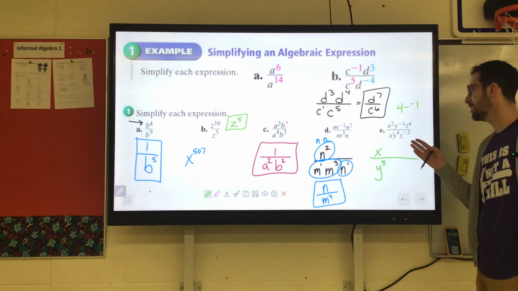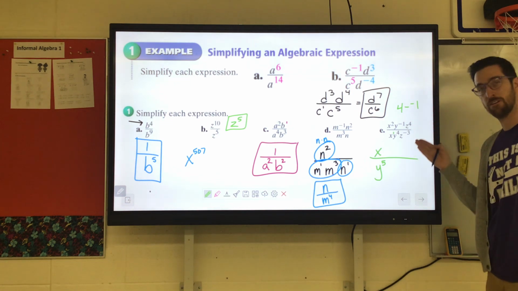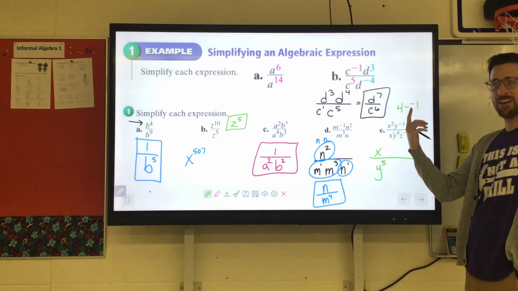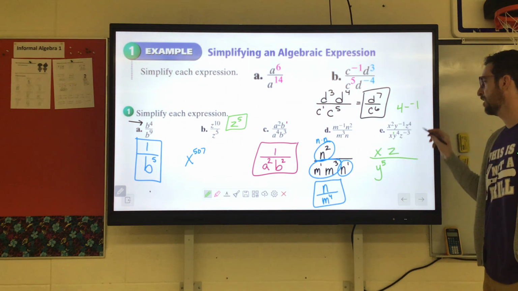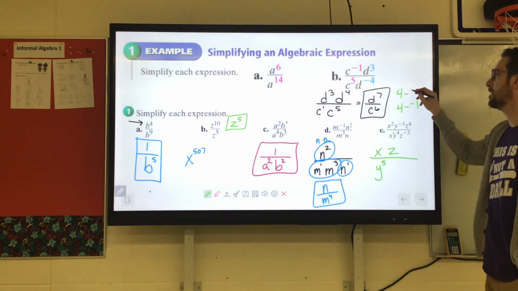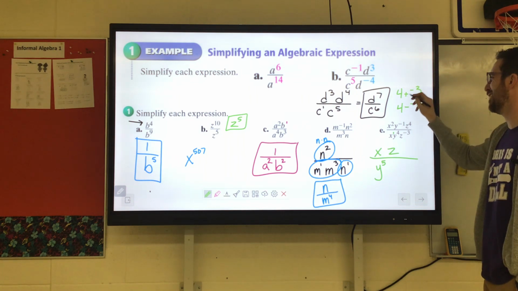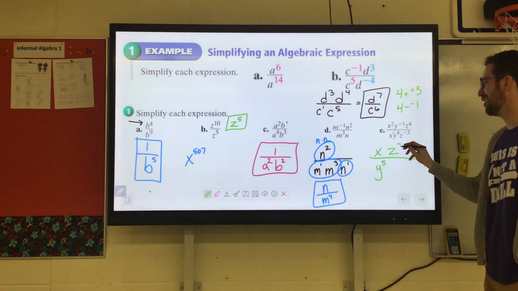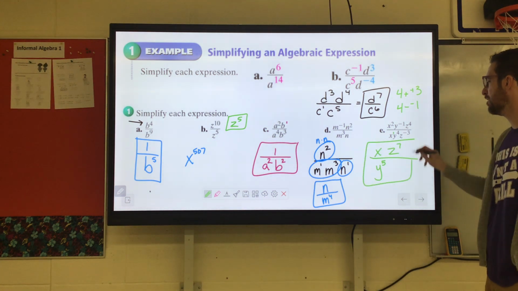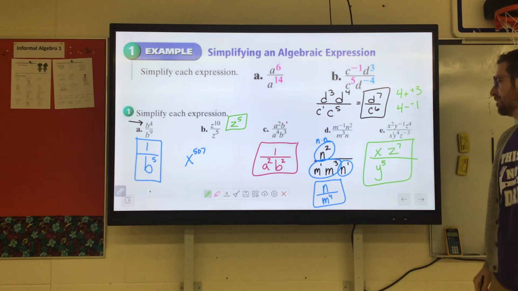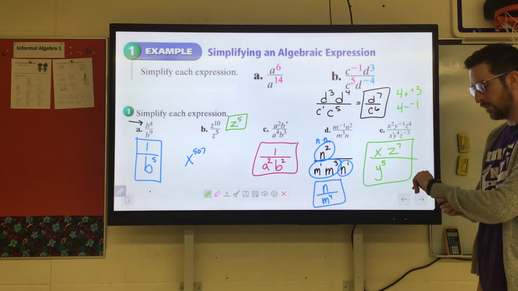And then if you look at the z's, you have positive 4, you have negative 3. There's more up top. And if you're doing 4 minus negative 3, you're like, we get it, Mr. Plant. We got the plus positive. 4 plus 3 is 7. That works. X, z to the 7th over y to the 5th.